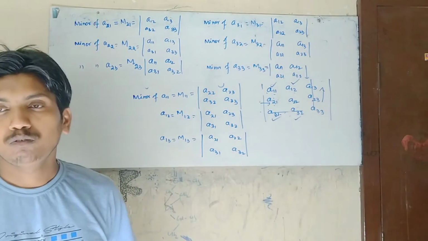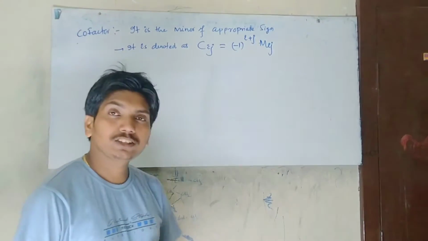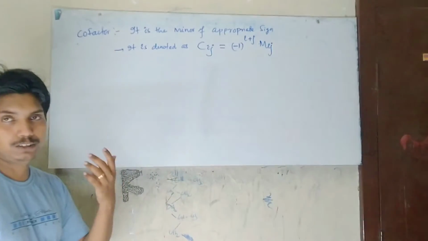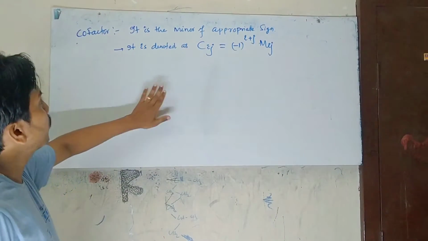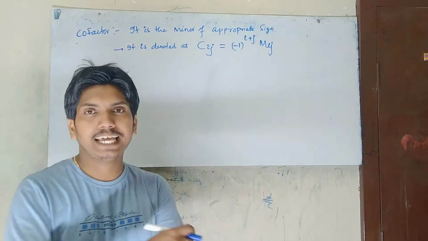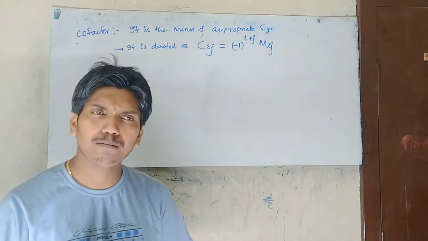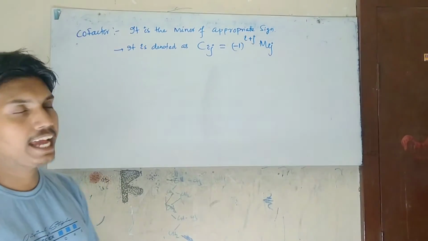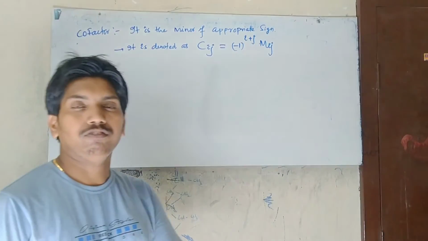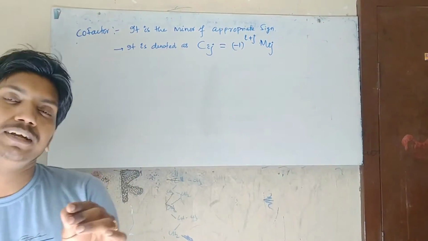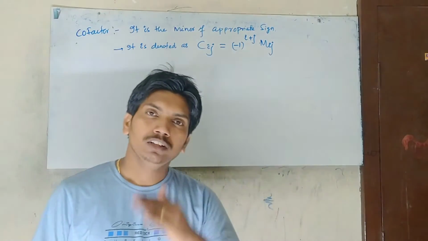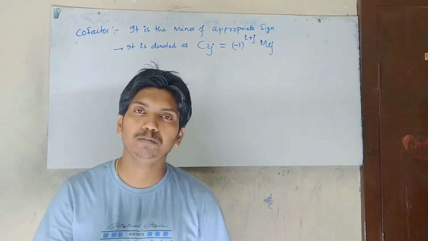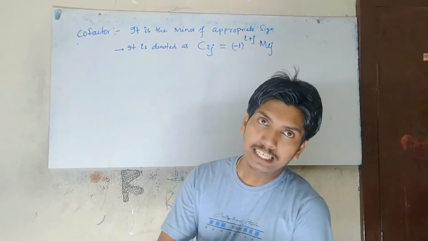Let's know what a cofactor is. Now we study what the cofactor is. Cofactor is also a very easy thing. What is a cofactor? It is the minor with the appropriate sign. What is the appropriate sign? We will study it later. It is denoted as Cij. If the element is Aij, the cofactor of the element Aij is Cij.